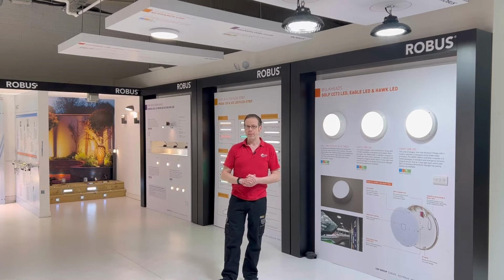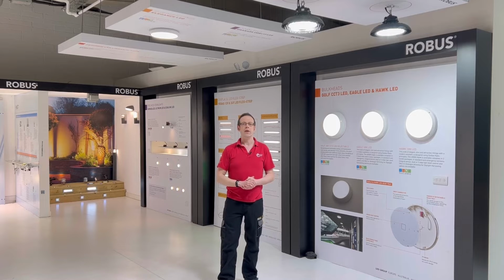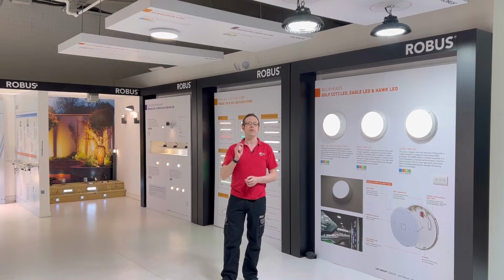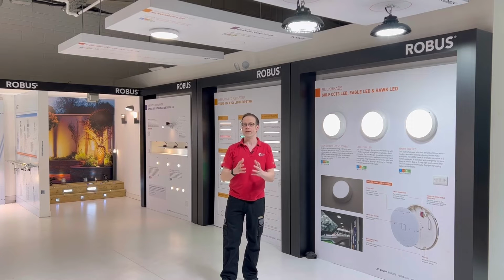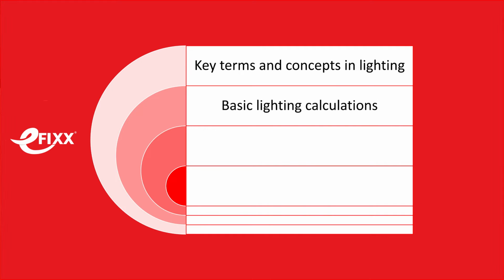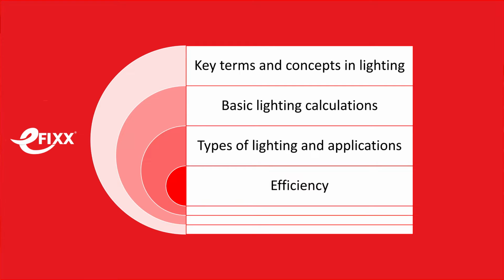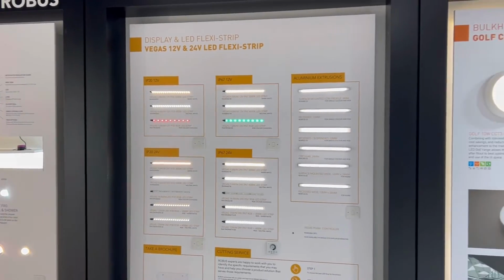In this free training package to help you with your CPD, we're going to be looking at the subject of lighting design. Now, this is a vast and complex area of study, so we're going to focus in on a few key points in this module. We'll consider the following subjects: key terms and concepts in lighting, basic lighting calculations, the different types of lighting and their proper applications, and efficiency in lighting. And we're going to demonstrate some of these points using these great products from Robus.